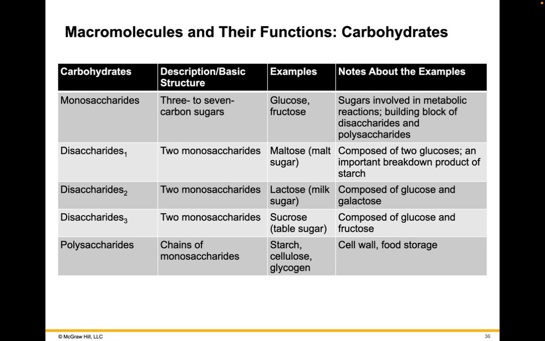subdivided into types based on their structure. And so we have monosaccharides. Mono means one, saccharide means sugar. So that's a simple sugar.